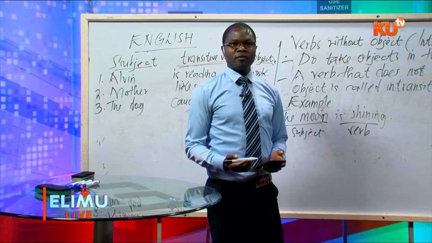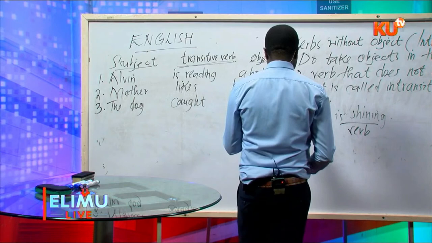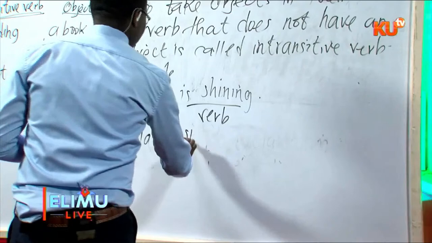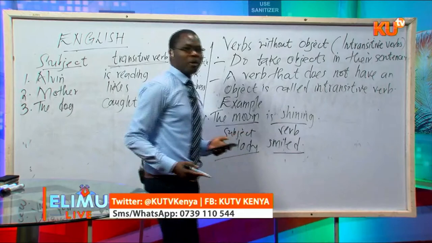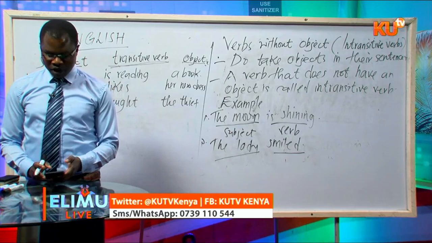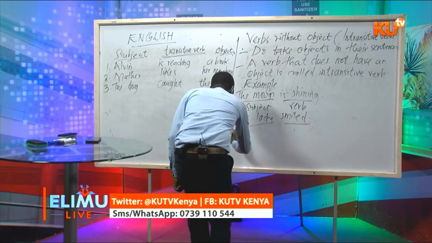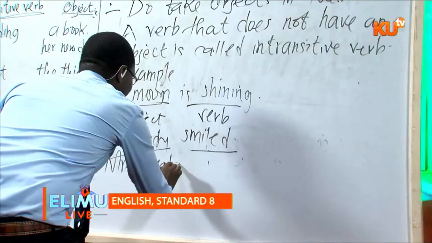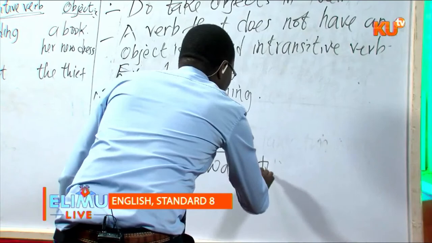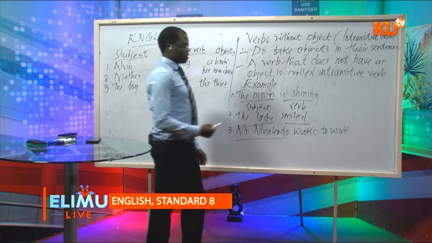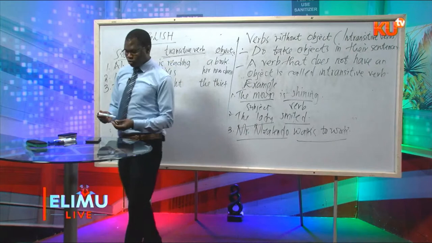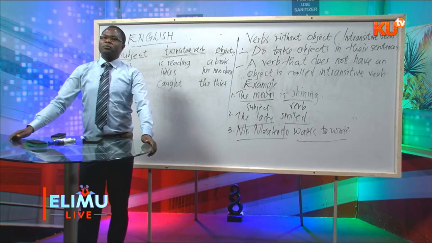Example number two, the lady smiled. In this case, the lady is the subject and smiled is the verb and an object is not there. Another example of an intransitive verb, Mr. Mzalendo walks to work. Mr. Mzalendo here is the subject and walks to work is the verb, therefore no object. So those are the two examples of verbs that we have in English.